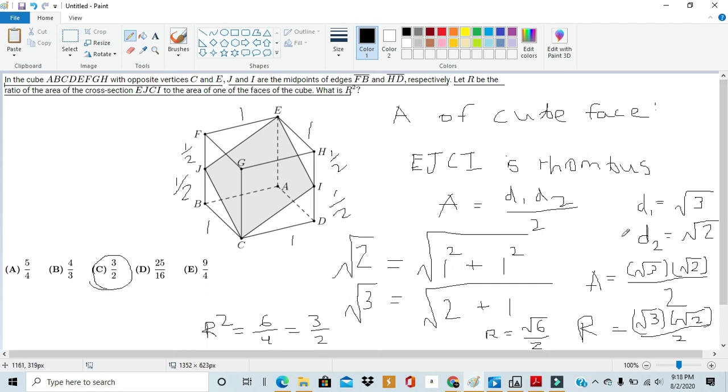So we see that this problem isn't too hard. We just had to identify that EJCI was a rhombus. Use Pythagorean theorem a bunch to get the diagonals we wanted. And then using our neat and clever little trick, we just eliminated the area of one of the faces of the cubes by setting it to 1. So then, by computing for EJCI, we get the answer itself, and we just need to square that to get a circleable answer.